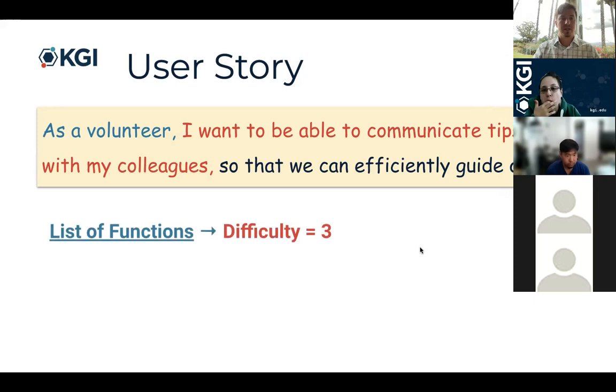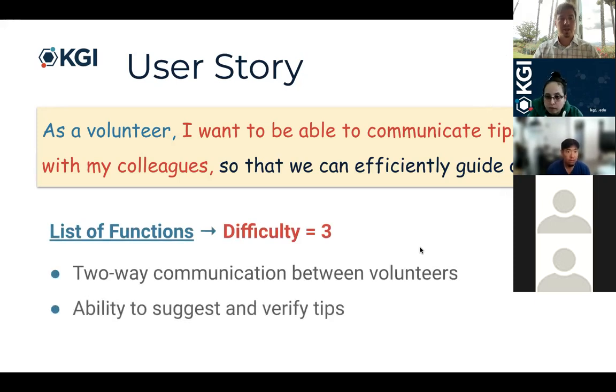So in order to help them with this, we built a two-way communication between volunteers, as well as the ability for any of those volunteers to suggest and then verify, curate any tips that they get. So this is a little bit more difficult for us because we had to build a two-way communication flow. But again, is a user story that we heard from really being close with the users of our platform. And then we came up with features in order to satisfy that user story.